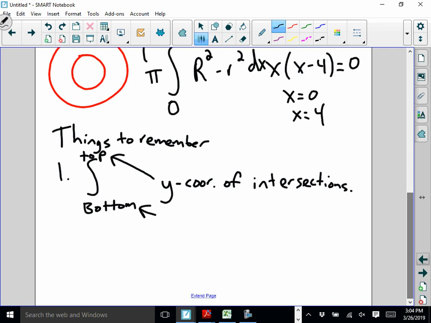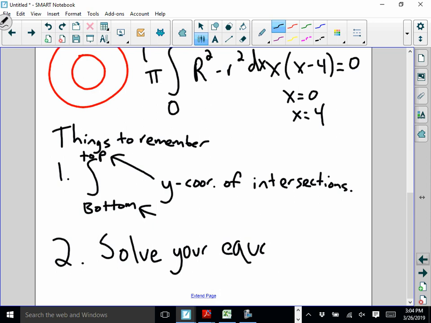So the second big thing that you have to do is solve your equations for x. That's huge, as well as finding the y coordinates of the intersections. Those are the 2 big differences. It should be intuitive which function is the big radius and which function is the little radius, but you need to solve those equations for x, and oftentimes they've already been solved for you in terms of y.